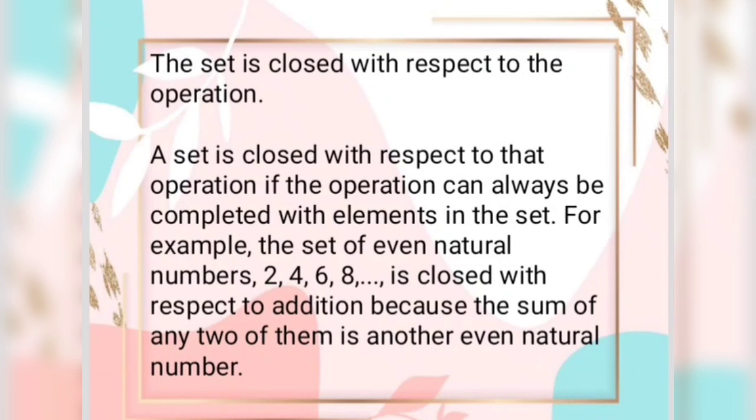The set is closed with respect to the operation means a set is closed with respect to that operation if the operation can always be completed with elements in the set. For example, the set of even natural numbers 2, 4, 6, 8, and so on is closed with respect to addition because the sum of any two of them is another even natural number.